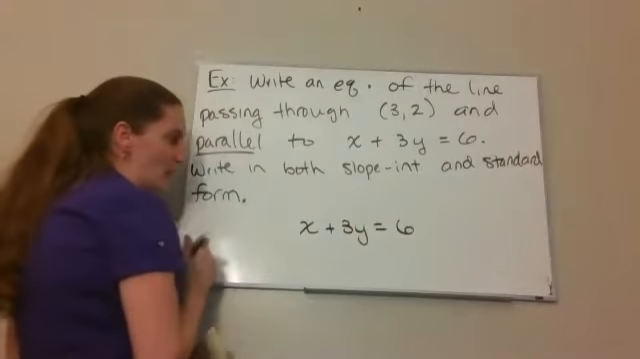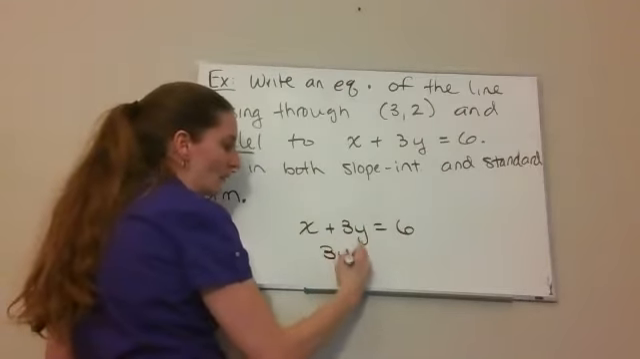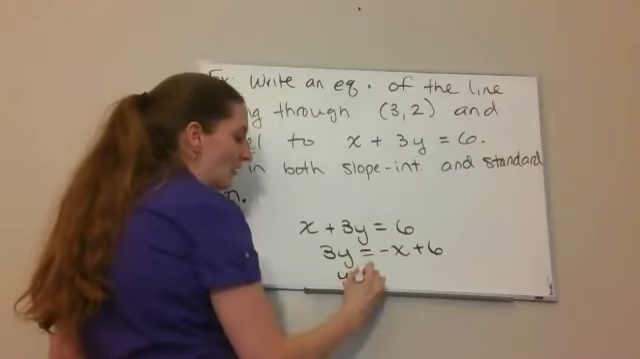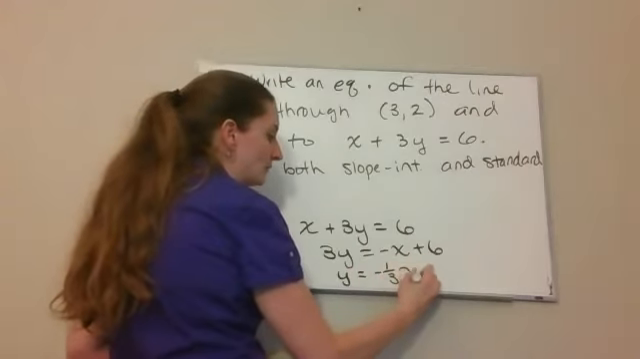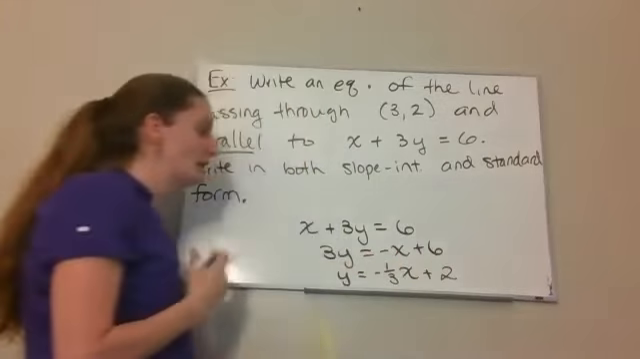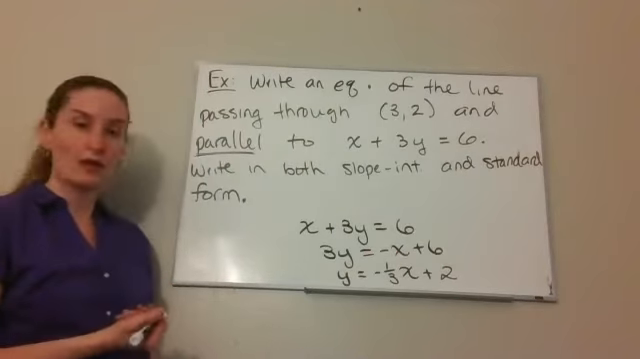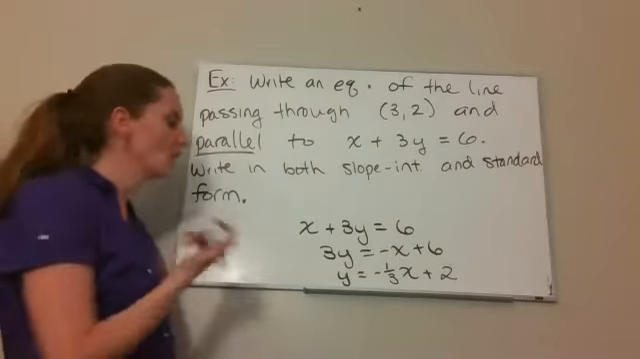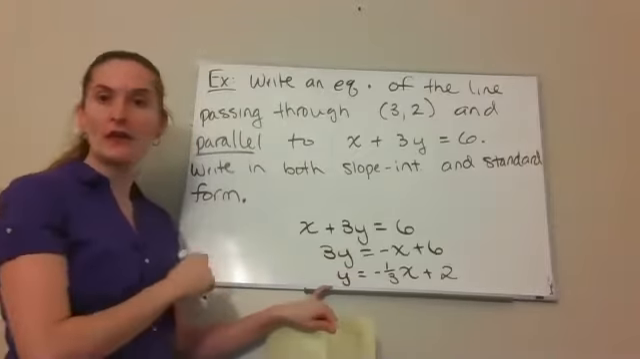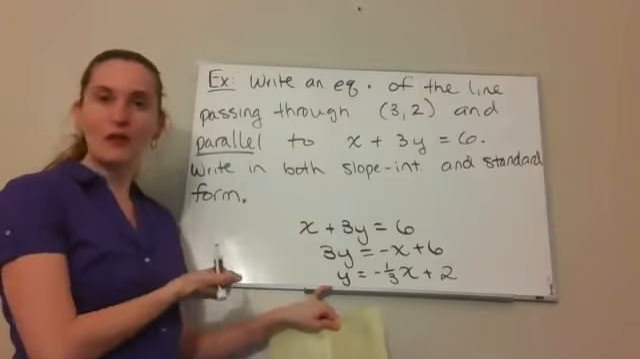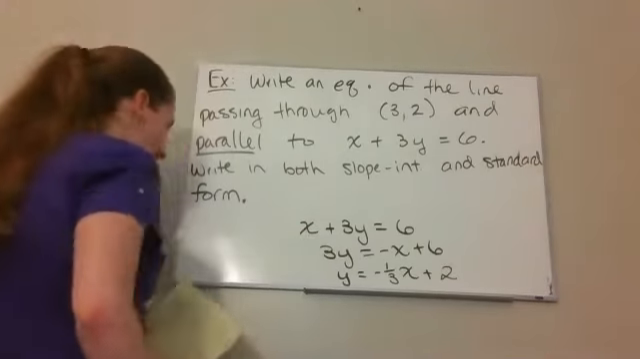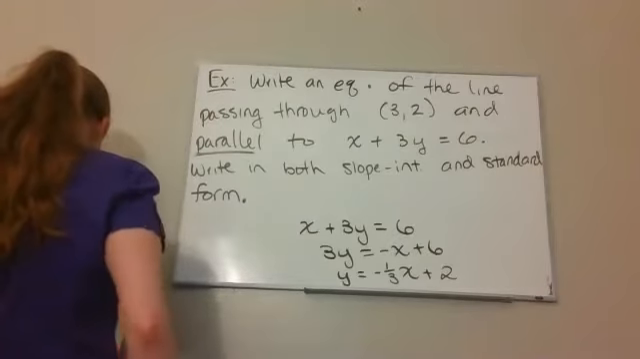This is the line they gave me, and I'm going to put it into slope-intercept form. I'm going to move the x to the other side, and then we get to divide everything by 3. So I get, in slope-intercept form, the line they gave me was y equals negative 1/3 x plus 2. What does this mean? It means the slope of the line they gave me is negative 1/3, which means the slope of the line I'm looking for is also negative 1/3 because it's parallel to this, and parallel lines have the same slope.